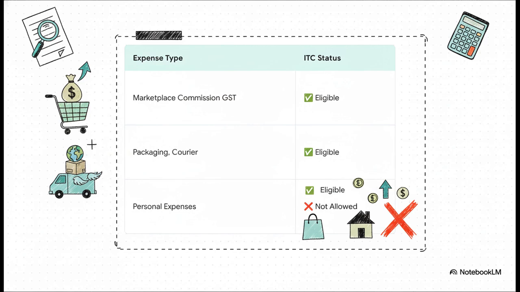Okay, rule number 7 is about claiming your input tax credit, or ITC. What is that? It's basically the GST you've already paid on your business expenses. Think about the GST on Amazon's commission or on your packaging supplies. You get to deduct this from the tax you owe, but, and this is a big but, you can only claim it for legitimate business expenses. That GST on your personal pizza order, yeah, that doesn't count.